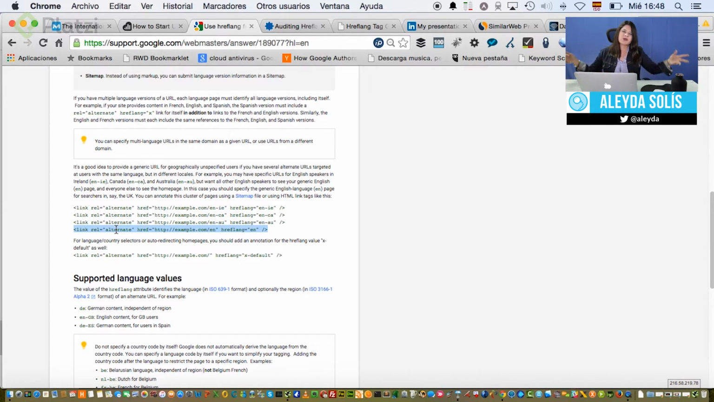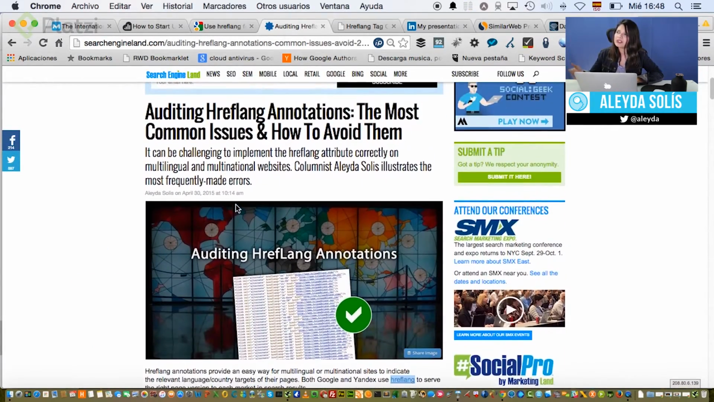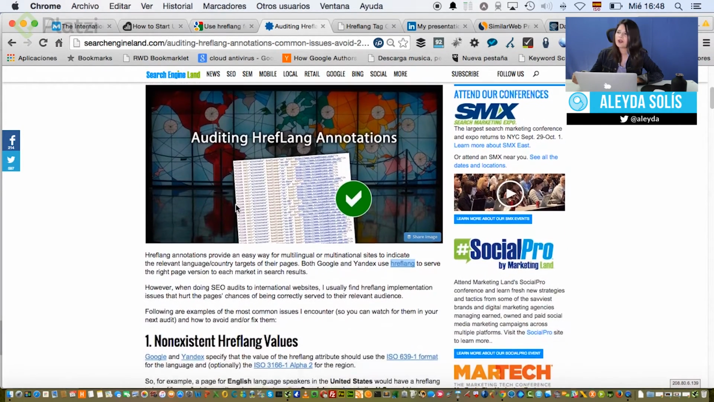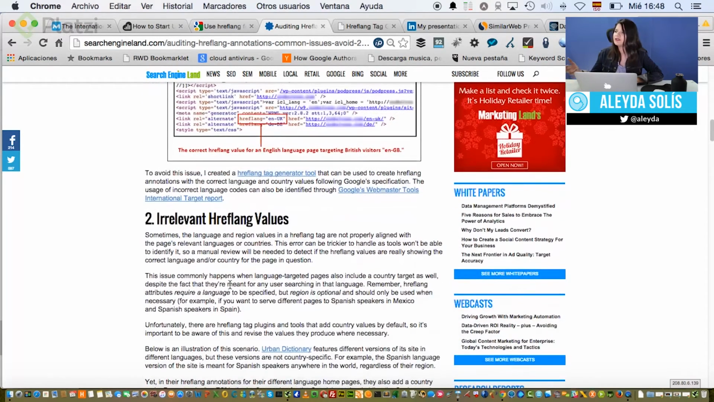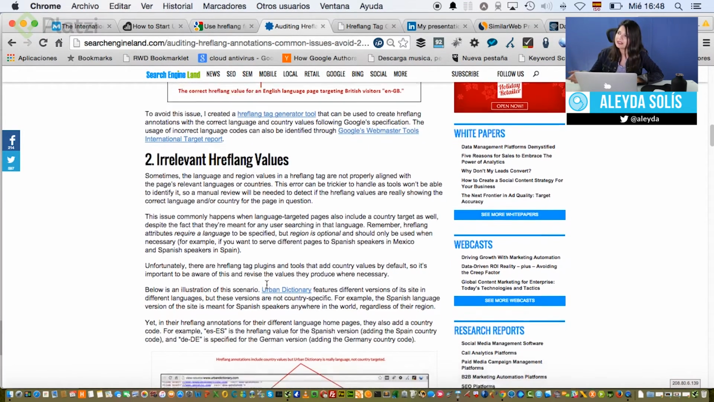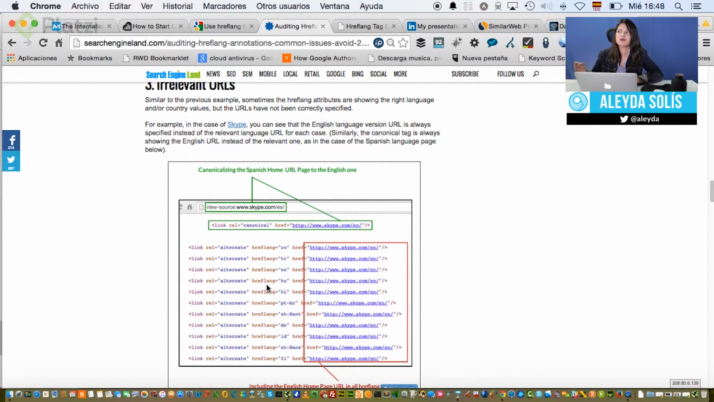But if you grow with many languages, or more importantly, with many countries featuring the same language, this ends up happening from time to time. So there are always issues. I have written in the past in Search Engine Land the typical scenarios that I have found with problems with Hreflang annotations. Non-existent values, there is a standard for this that is shared in the Hreflang specification that I showed before. Irrelevant Hreflang values, irrelevant URLs, so it is very easy to mess this up.